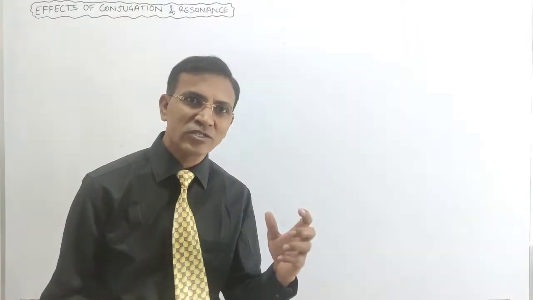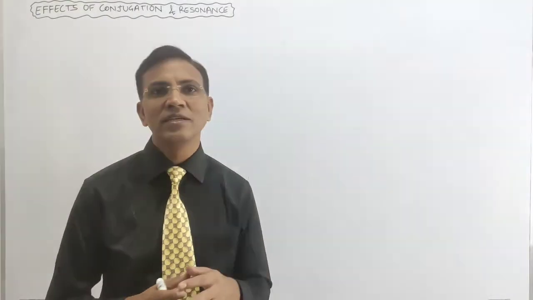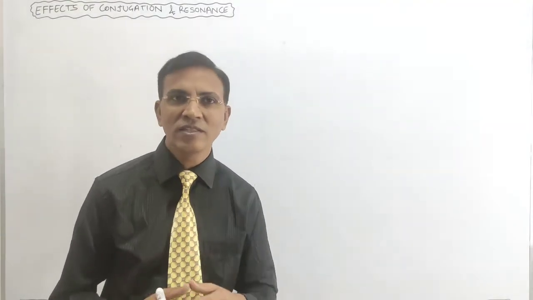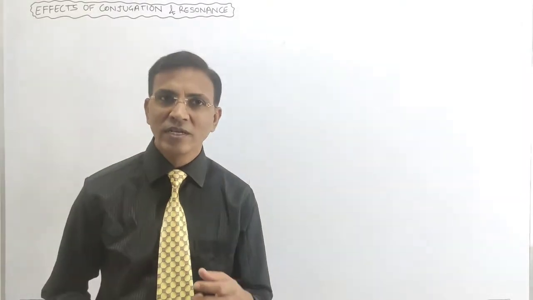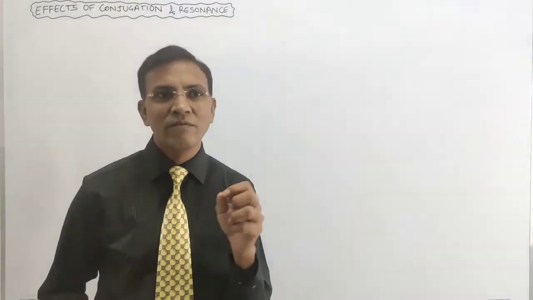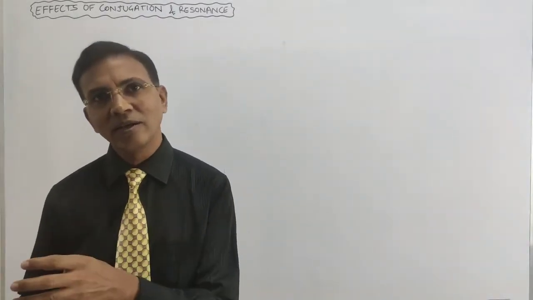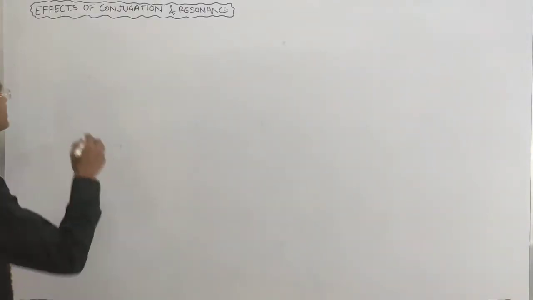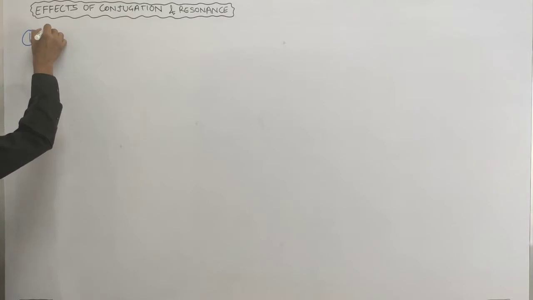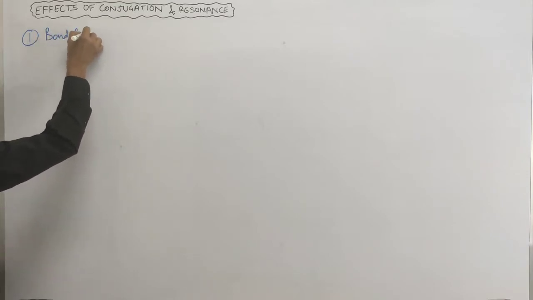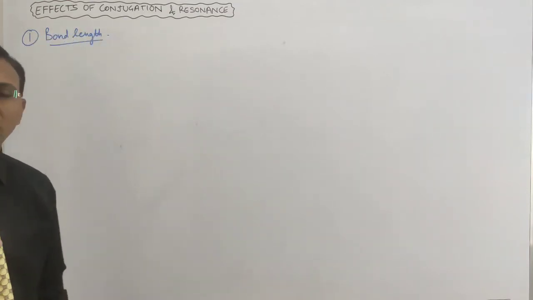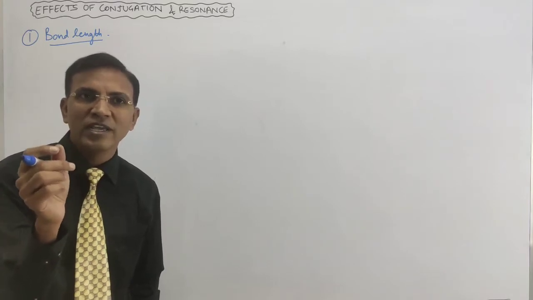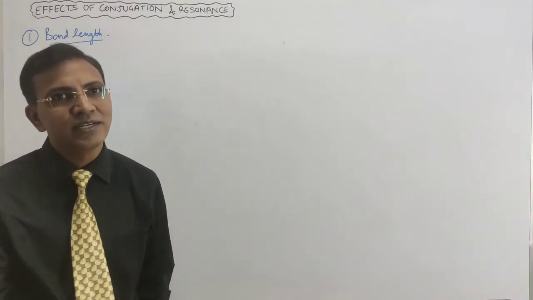So now come to the effects of conjugation and resonance as bond length, stability, acidic strength, basic strength, and much more. So one by one I am going to take the topics and depict you with the help of examples: the bond length, the stability, and the acidic or basic strength. So first, bond length. That means how the resonance or conjugation affects the bond length within the conjugated system.